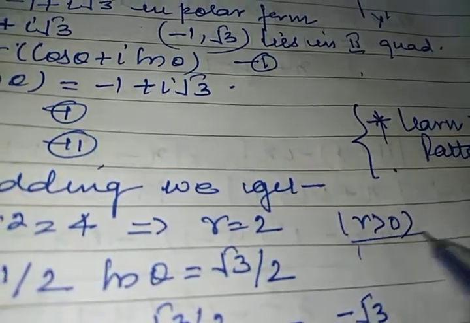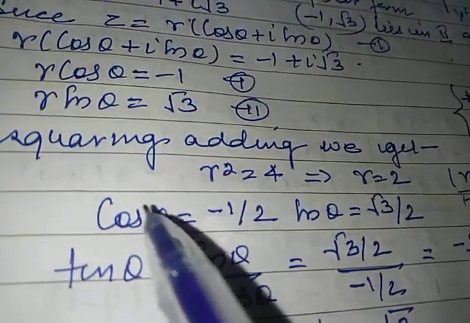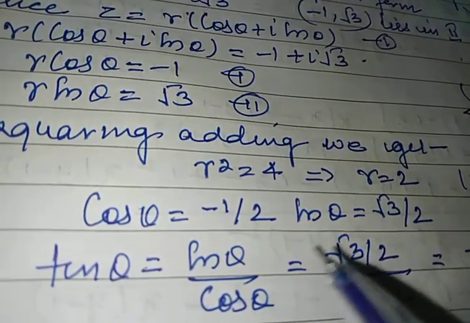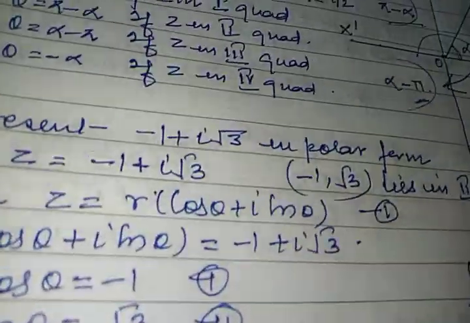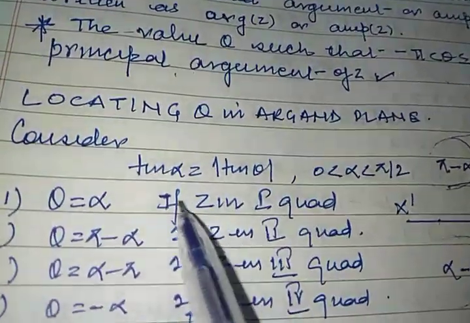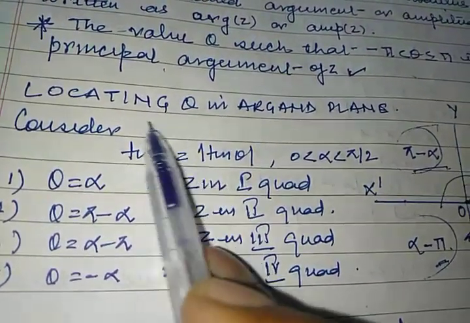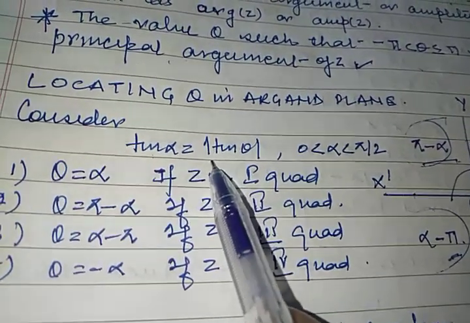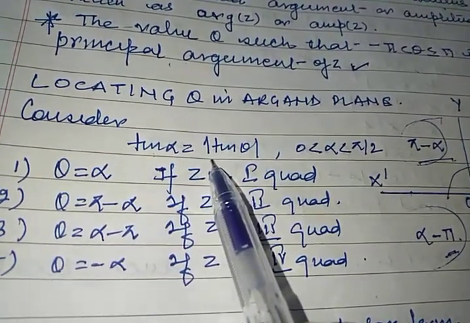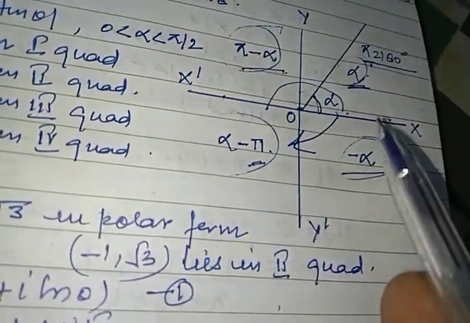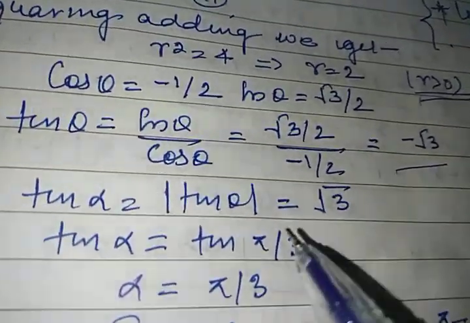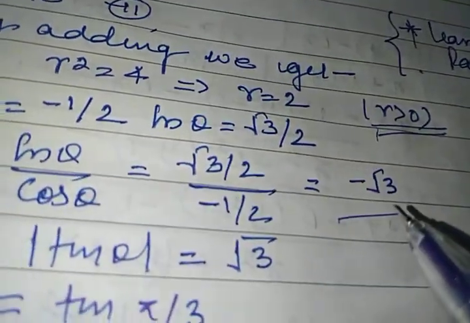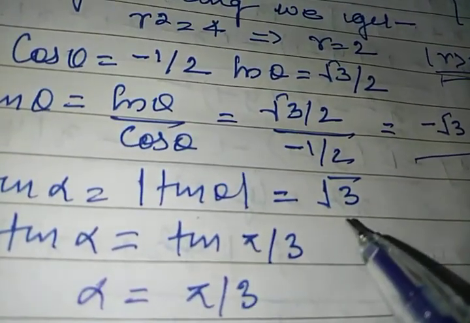So cos theta is equal to minus 1/2, and sin theta is equal to root 3 by 2. Tan theta is sin upon cos, so that is (root 3 by 2) divided by (minus 1 by 2), that is minus root 3. Whenever there is a problem, you take tan alpha equal to the modulus of tan theta. This will correct all your problems, and the angles I have explained already here. This you have to remember. Tan theta was minus root 3, so its modulus will be positive, so it is root 3.